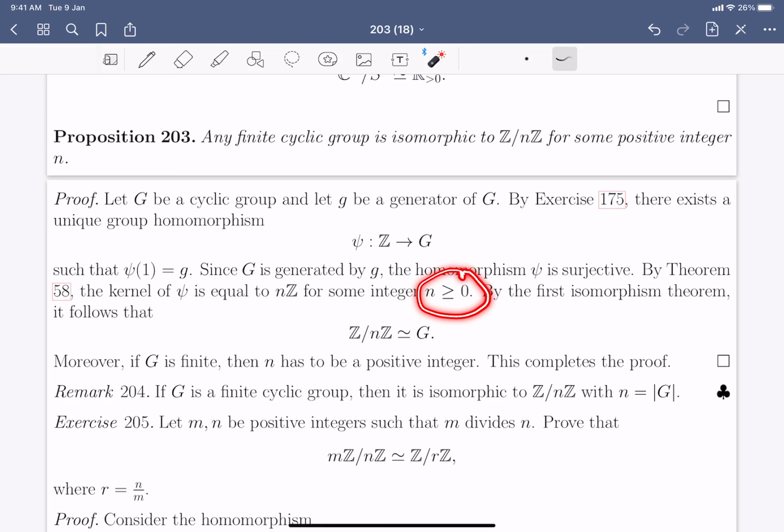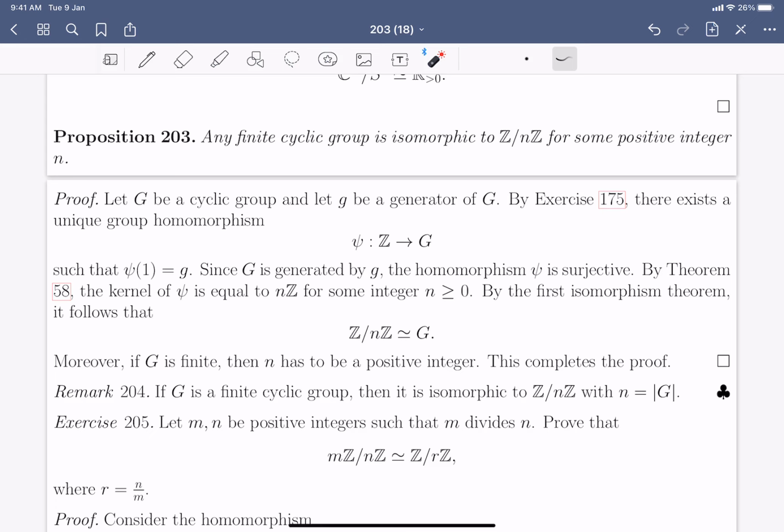Note that we cannot have n equal to 0, because when n equals 0, this is no different from Z, or if you want, this is isomorphic to Z. Then since these two groups are isomorphic, it will follow that G is infinite. But you started with a finite group. So if G is finite, then this n has to be a positive integer.